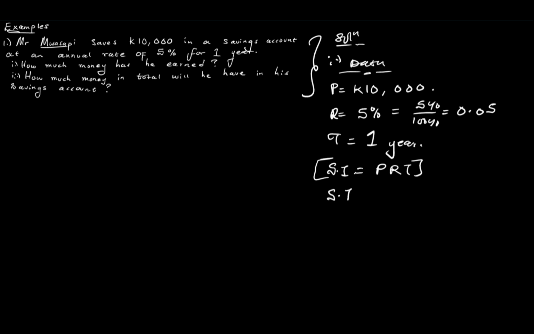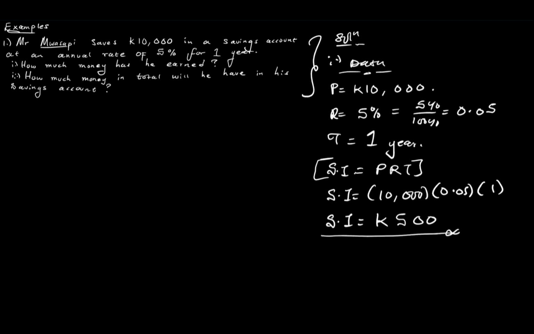So simple interest is equal to the principal amount, which is 10,000, the rate as a decimal, 0.05, times the duration, which is basically 1 year. So simple interest is equal to an amount, which, if you compute that, you get 500 kwacha. So this is basically how much money he earned.